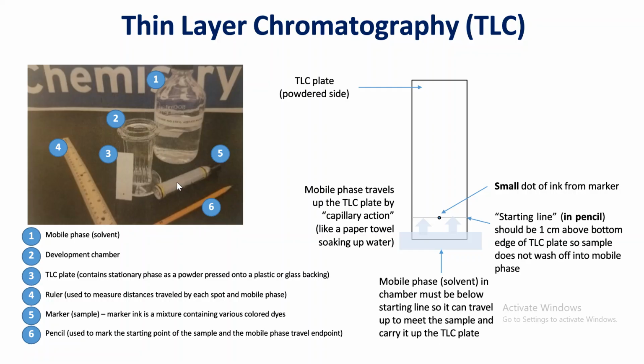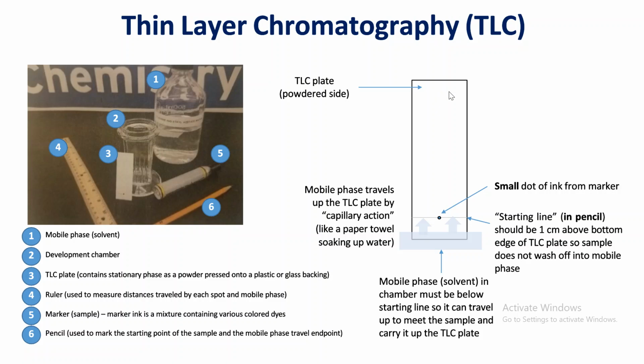Five, we'll be using a marker. Now, the marker contains the dye. Again, it's a colored marker. It contains the dye, and the dye has a mixture of colors, and the goal for today is to separate all these different colors. Six, last but not least, we're going to have a pencil, and the pencil will be used along with the ruler to mark this line right here, which will be our starting line.